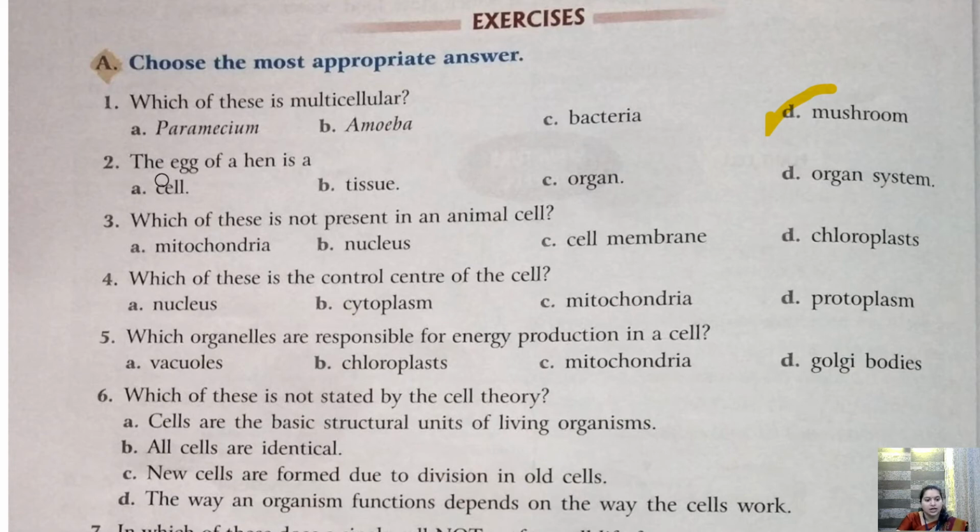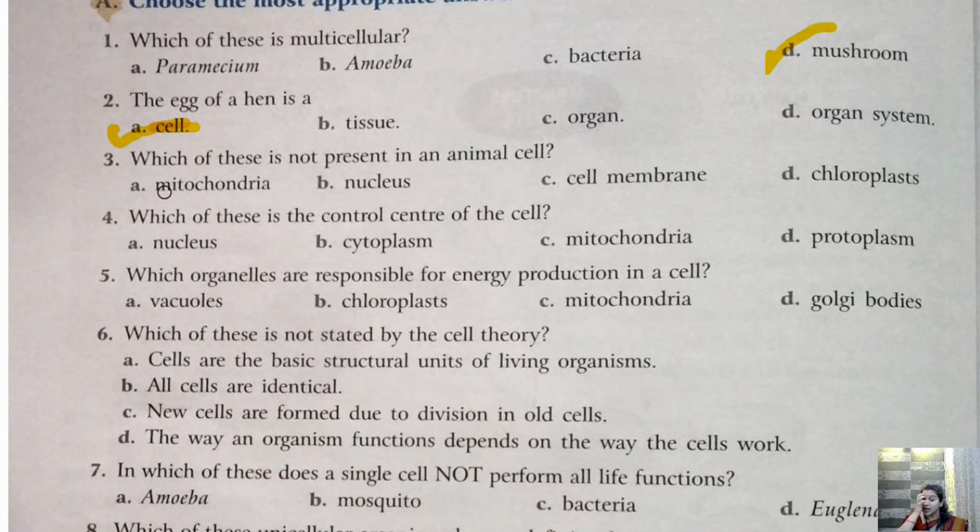Now, second, the egg of a hen is a cell, tissue, organ, system. Yes, children. What is the egg of a hen? It is a cell only. So what is the correct answer? Correct answer is A. For second, correct answer is A. Okay. Sorry. So the egg of a hen is a cell. Which is the largest cell, children? An ostrich egg. Very good.